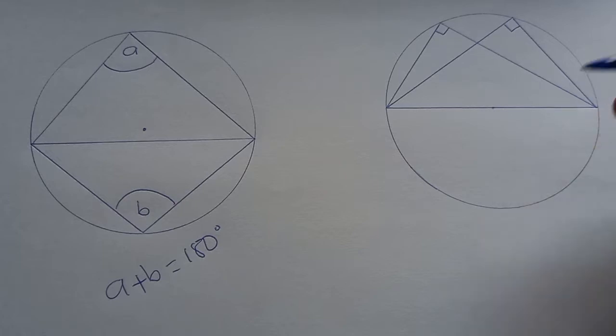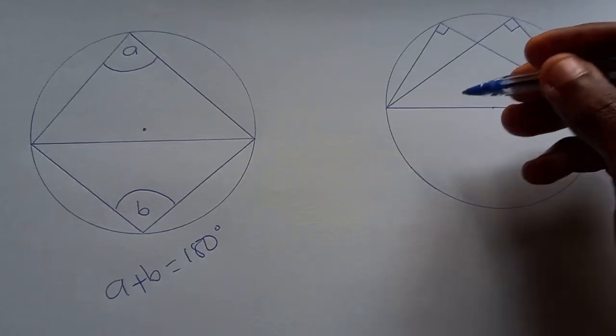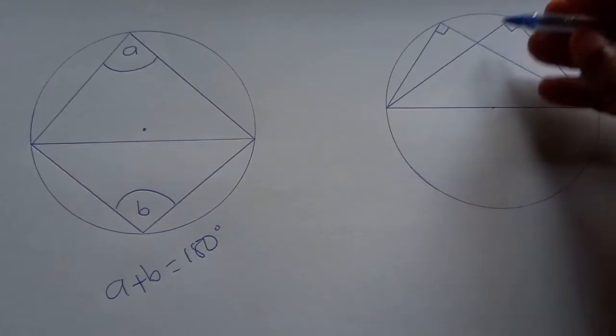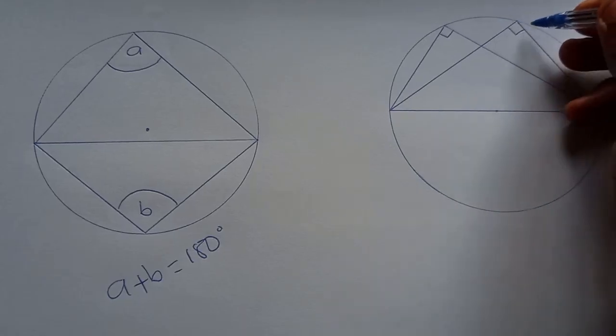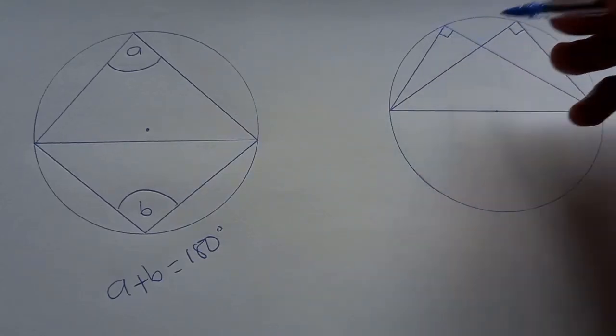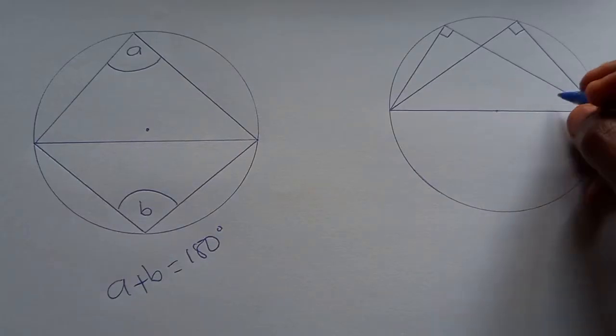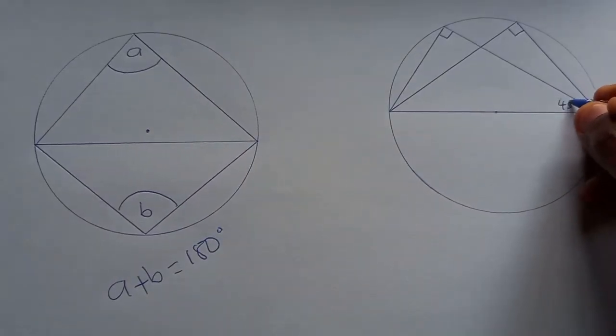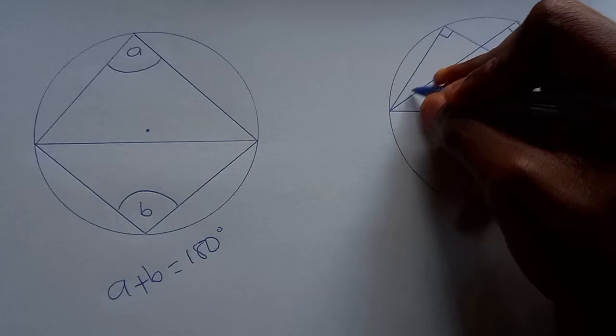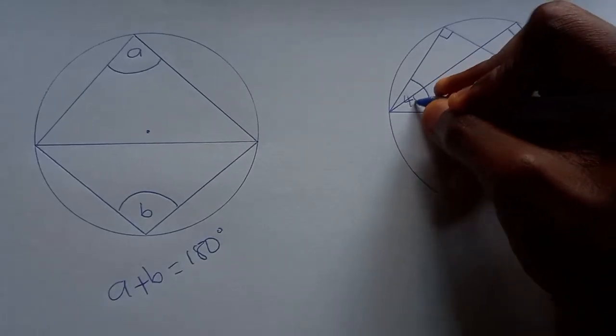So what is it called? The diameter. So when you have this situation, it subtends to one triangle here, another triangle here, giving us 90 degrees. So in case you are given the angle here to be 45, definitely this side here is also 45.